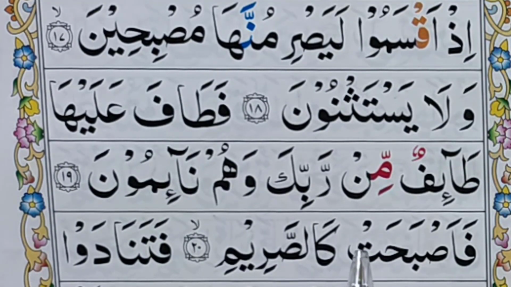So first we make shiddat, hat. So we are discontinuing the sound of ta. This is called shiddat, and after that we release our breath. So we say hat. So we say fa asbahat.